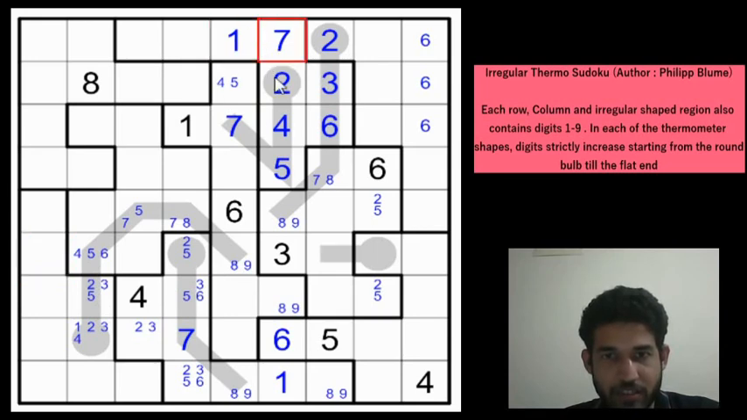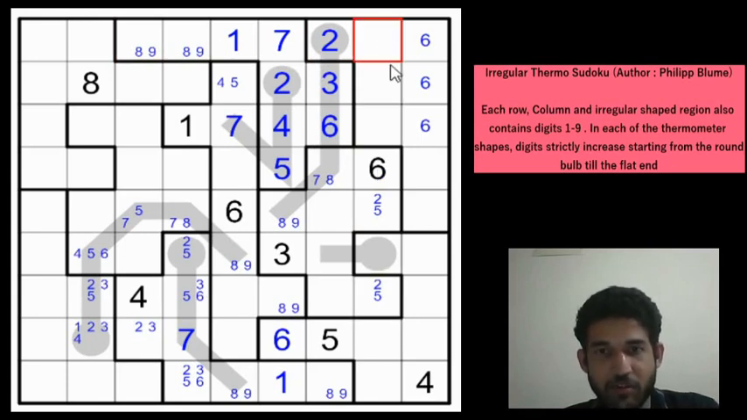If you look along this region, 1, 2, 7, 3, 4, 5, 6, remaining digits are 8 and 9. So we can just mark those candidates here, 8 and 9. And this row now has 1, 2, 7, 8 and 9. Remaining digits are 3, 4, 5 and 6. But 5 and 6 are not possible here. So this will be 3 or a 4, right?